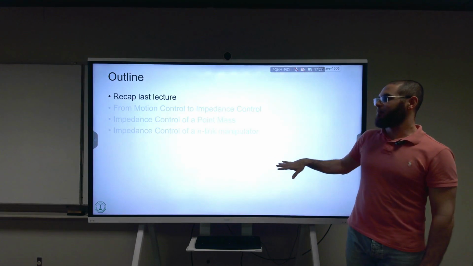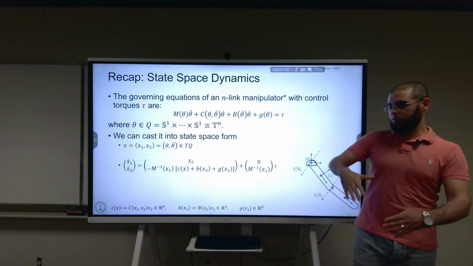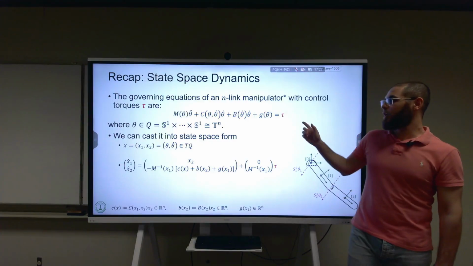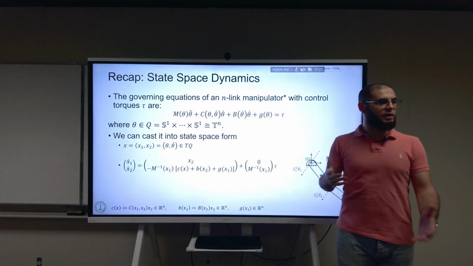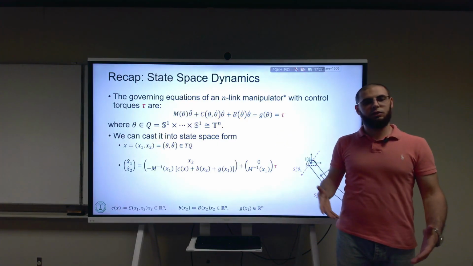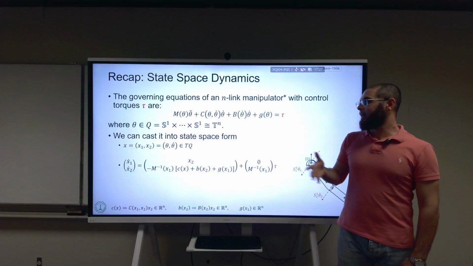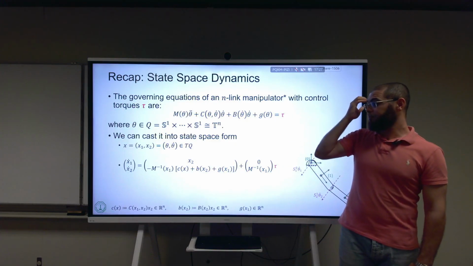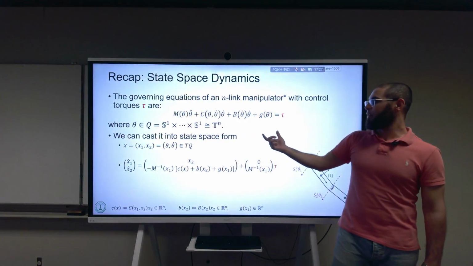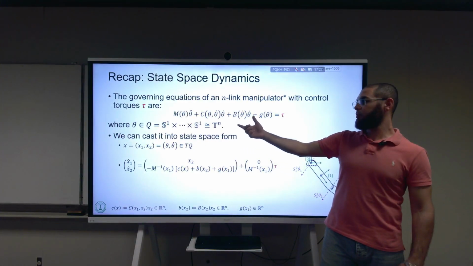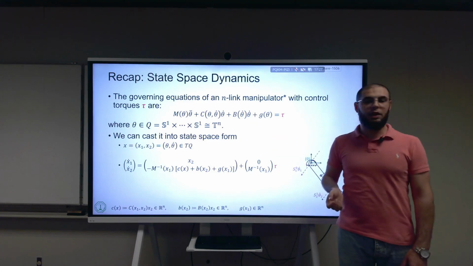Let's start with a recap as usual. Until the end of the semester, we're going to be looking at equations of this form, which, as you've seen, characterize the equations of motion governing an n-link serial chain manipulator. M is the mass matrix, C the Coriolis and centripetal matrix, B is some friction, which can be nonlinear in general as a function of theta dot, and G are the gravity torques.